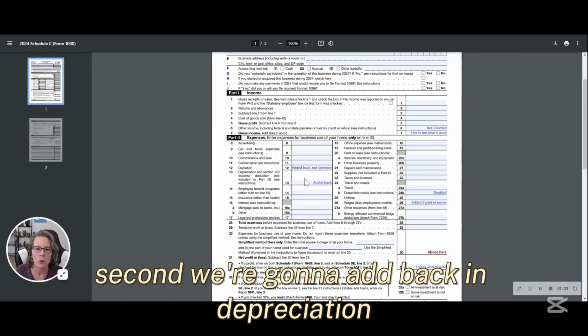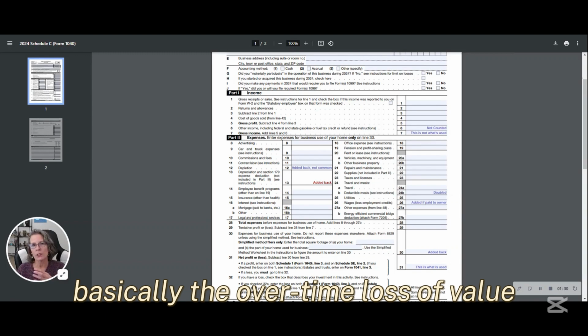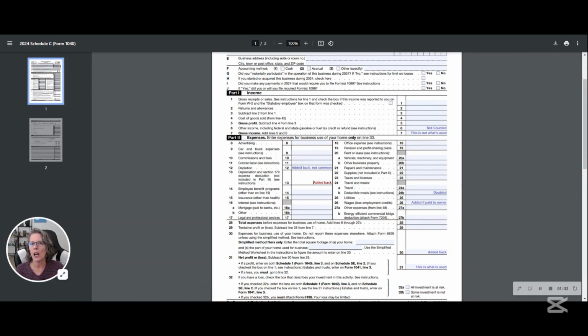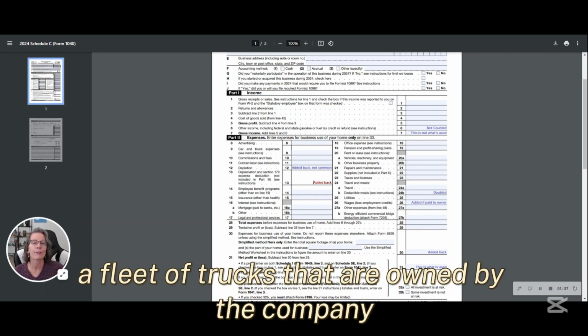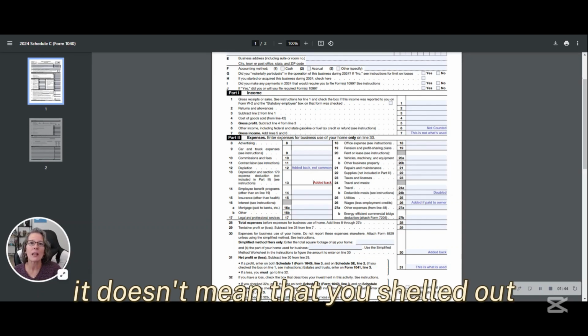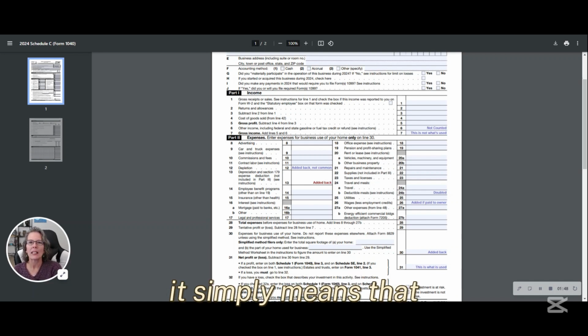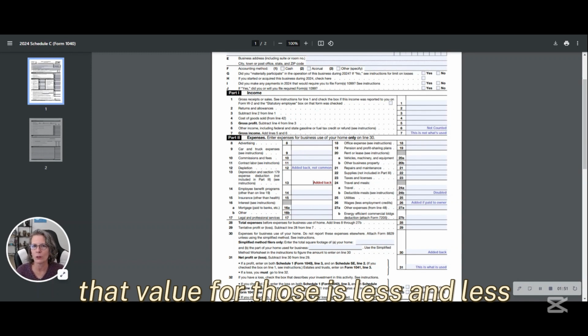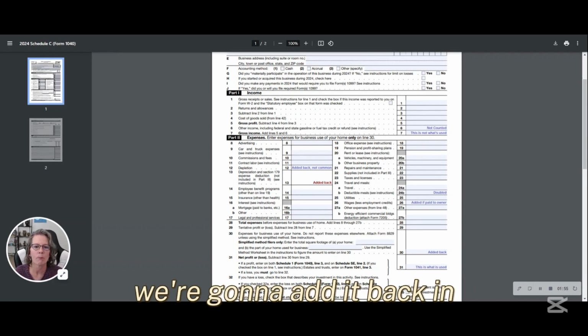Second, we're going to add back in depreciation because depreciation is basically the over time loss of value of assets that are owned by the company. So let's say you've got a fleet of trucks that are owned by the company. Well, over time, those trucks become less valuable. It doesn't mean that you shelled out new money to purchase them every year. It simply means that that value for those is less and less. So since that's not a paper loss, we're going to add it back in.